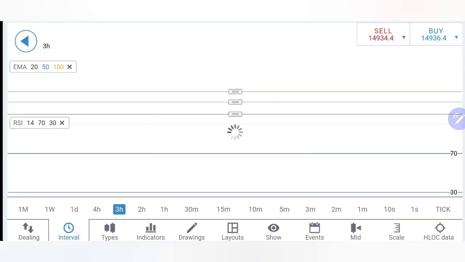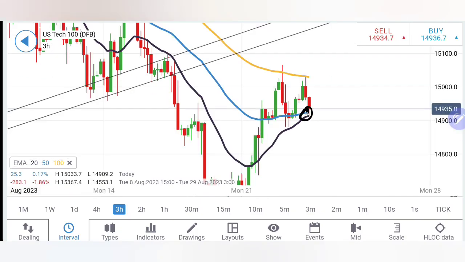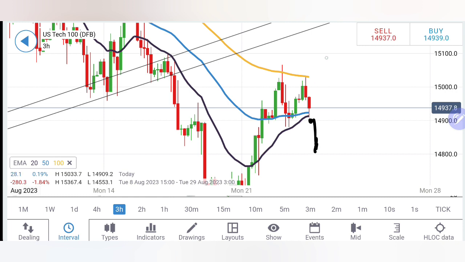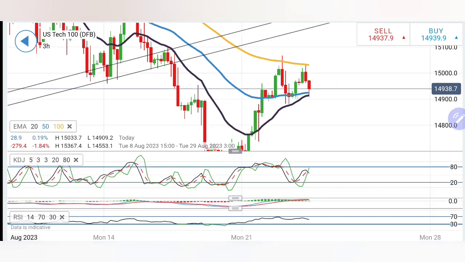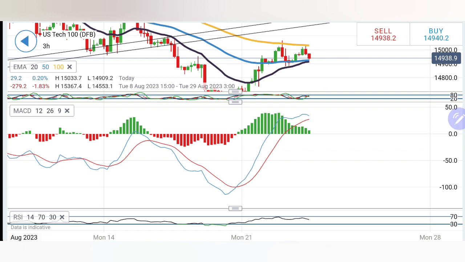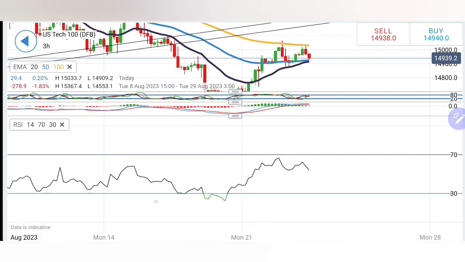RSI looking downwards, coming to the 3-hour chart. On the 3-hour charts, the 20 and 50 period moving averages are on the verge of a crossover. 14,900 is a very good support, 14,880 the next support level. This zone completely between 14,880 and 14,920 is a great support here, but breaking below this, yes, more bearishness can prevail. If you draw this channel, the lower highs, lower lows, you will find 14,840 levels are achievable and are a great support as well. Stochastic looking downwards, MACD is bullish, trying to converge a bit, crossover for sell, while RSI is looking downwards.